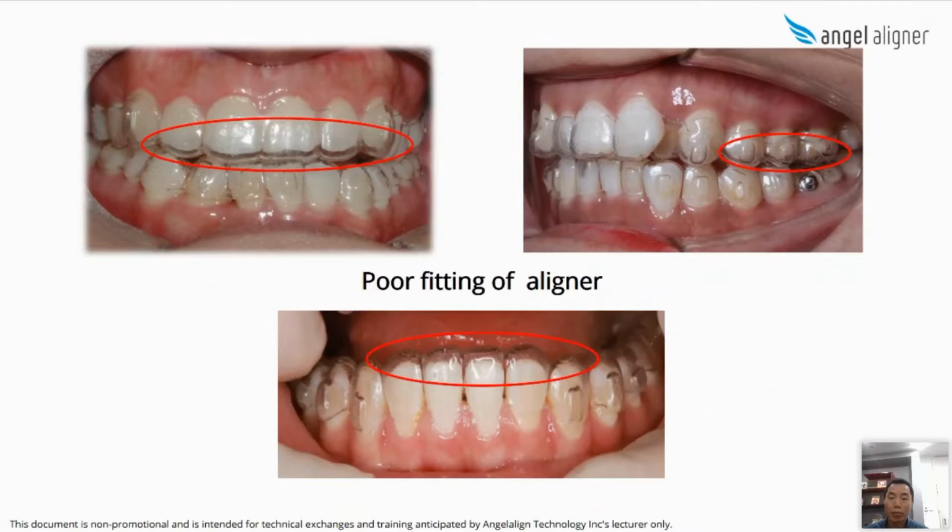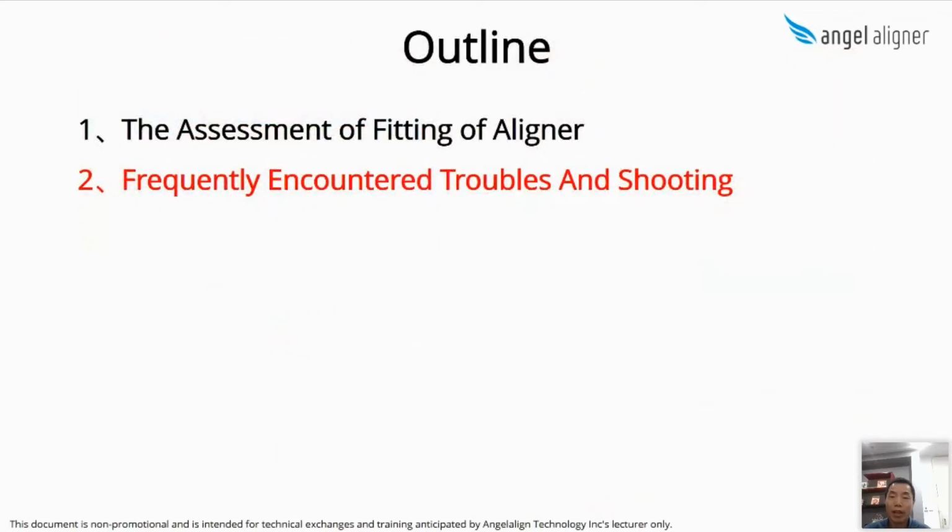The aligner not fitting is a performance of discrepancy between the tooth positions, including attachment, in the aligner and intraorally. Okay, we need to find out the reasons or troubles that may lead to the poor fitting of aligner and deliver a solution. So let's go to the frequently encountered troubles and how to shoot them.